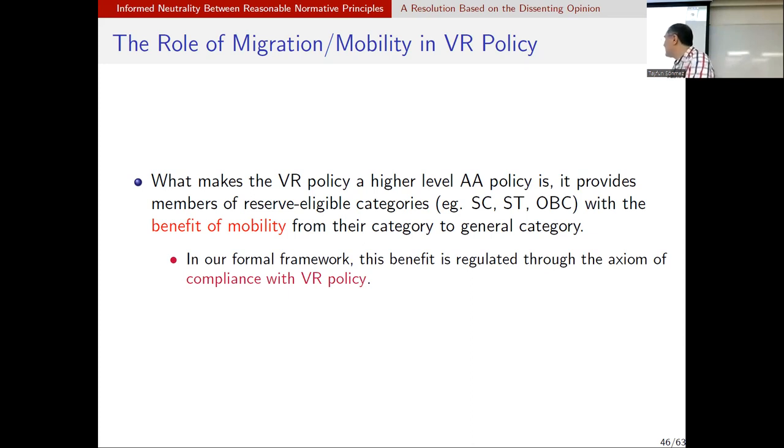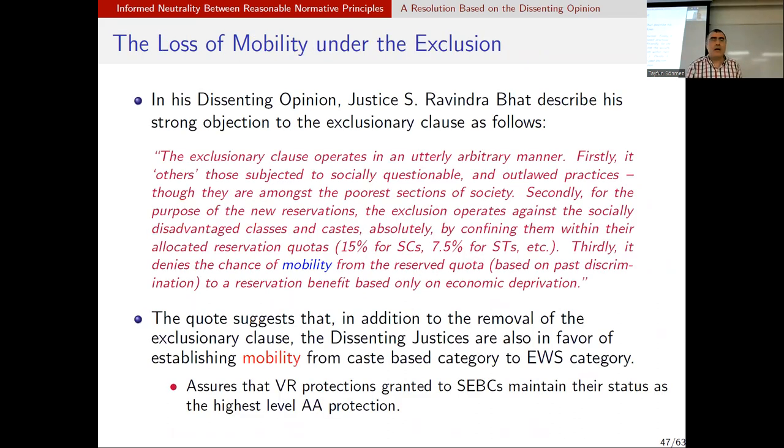And we regulated that with the axiom of compliance with VR policy, right? But if you read the dissenting opinion of Justice Ravindra Bhat, you can see how sophisticated this justice is. There's something quite amazing about his dissenting opinion, and there are many things amazing about it. He understands all these dynamics. The exclusionary clause operates in an utterly arbitrary manner. First, others subjected to socially questionable and outlawed practices, though they are amongst the poorest section of the society.